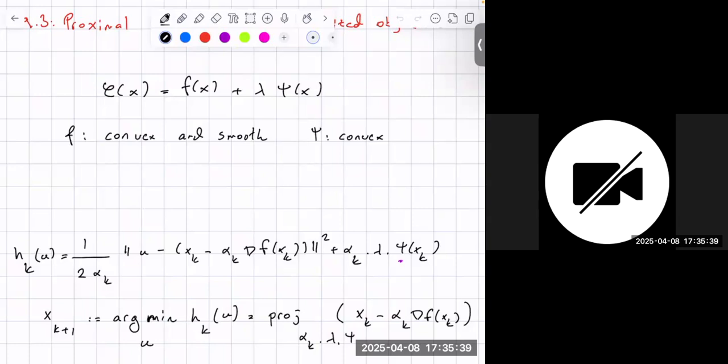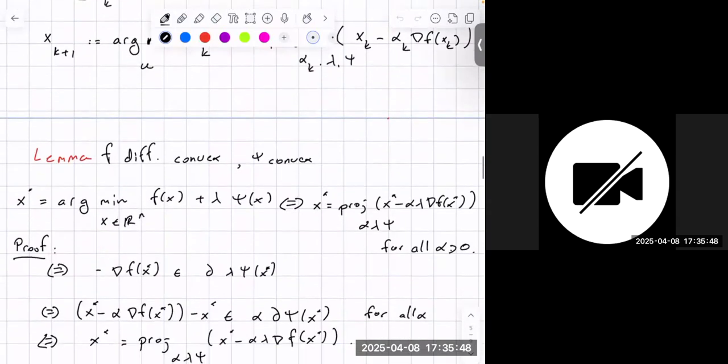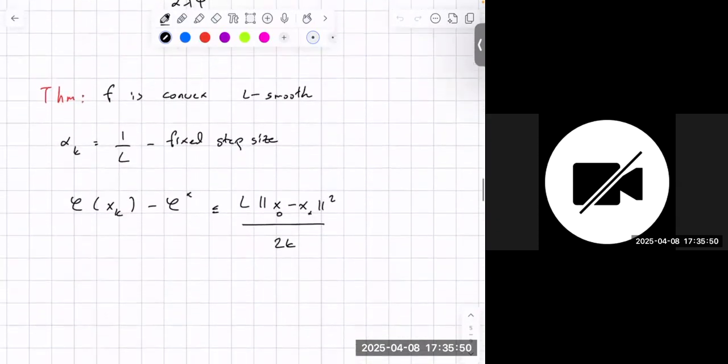I'll check if I did any mistake here, probably not. And then that's how you run. You find that u, you keep iterating, and you end up proving almost exactly the same result we had for the differentiable case before. Yeah. And this is the estimate right here. Okay.